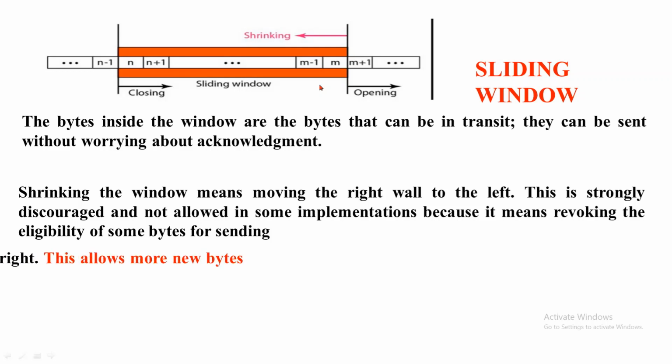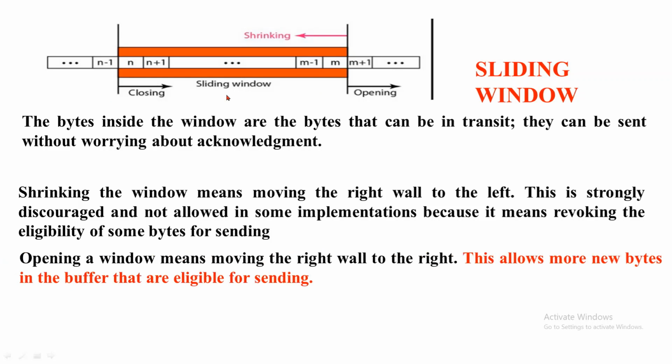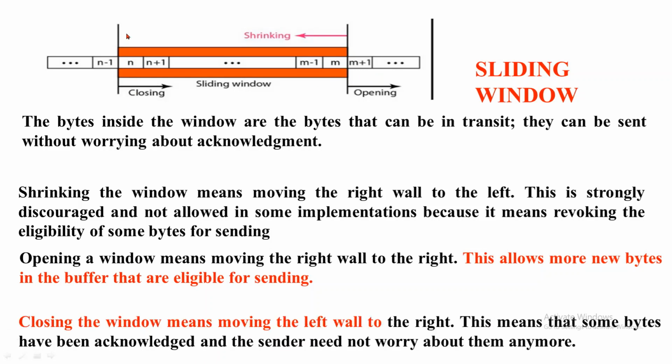The next one is opening the window. Opening the window means moving the right wall to the right. This means you are going to allow some more bytes as eligible for sending. And the third one is closing the window. Closing the window means moving the left wall to the right. This means some bytes have been acknowledged and you don't have to worry about them anymore.